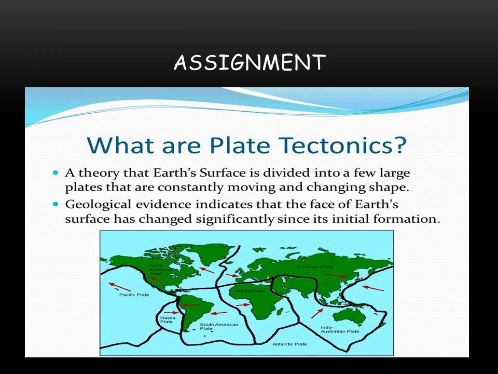So let me give you an assignment here. It's a short question. What are plate tectonics? And the answer is plate tectonics is a study of the changes that are taking place in the Earth's crust and the internal geological forces that bring about these changes. The word tectonics comes from the Greek word tekton, which means a builder. It is a theory that describes how the Earth's crust is made up of plates and how these plates move across the Earth's surface.